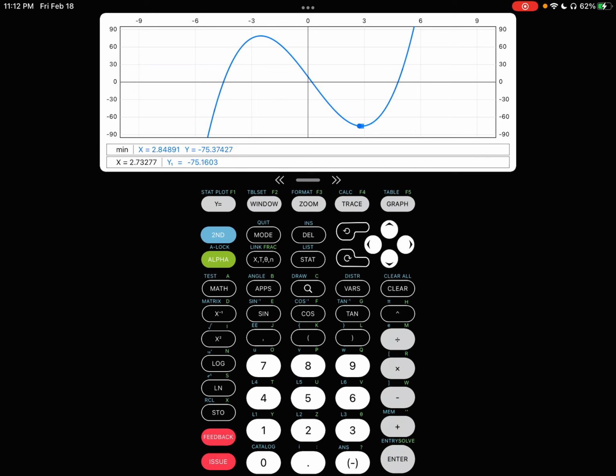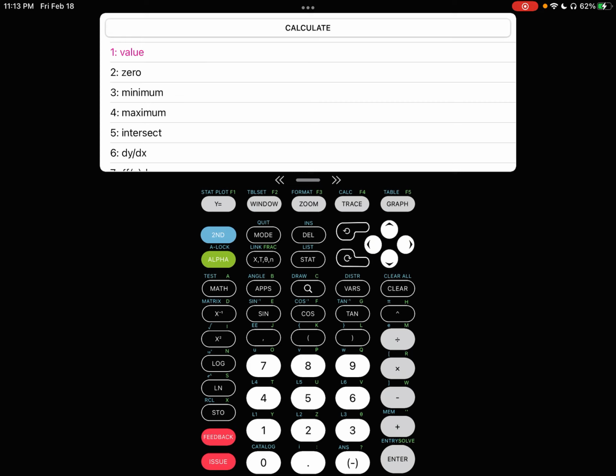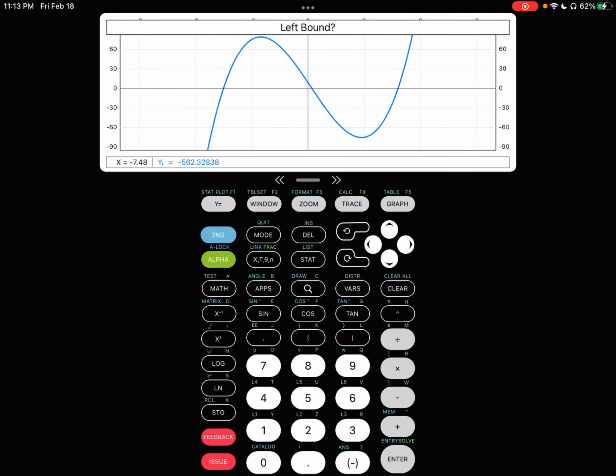So using our tracer is pretty nice in that it will give us a general idea, but the tracer usually does not tell you what the local maximum is going to be, right? It can get close, but it can't do it exact. So in order to find that value exactly, we're going to hit the second button and then the trace button, which is the calculation feature. Oops, sorry, I pressed it too many times there. And we see a list of menus. Value is 0, 3 is minimum, 4 is maximum. So let's take a look at the maximum right now. You can move down and hit enter.